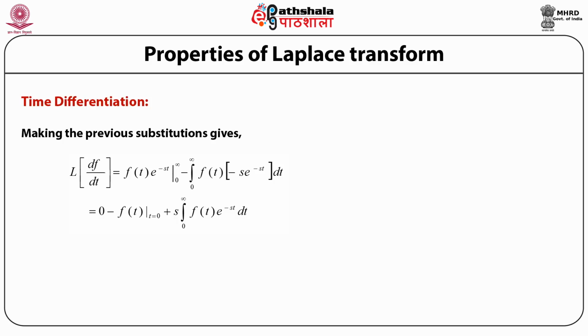That is equal to 0 minus f of t at time t is equal to 0, or you can say f of 0, plus s times integral 0 to infinity f of t into e power of minus st dt. So we have shown that L of df of t is equal to s times capital F of s minus f of t at time t is equal to 0.